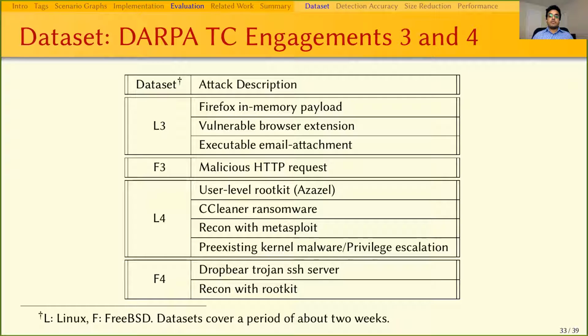Some attacks were performed using stolen credentials that were carried out before the data collectors were started, such as CC, Cleaner ransomware, recon with rootkit, etc. Also, there were attacks that had pre-existing kernel malware in the system that can escalate the privilege of the attacker's processes. These tools were installed before the engagement started. We were able to detect all the attacks with the complete attack scenario graphs using our system.